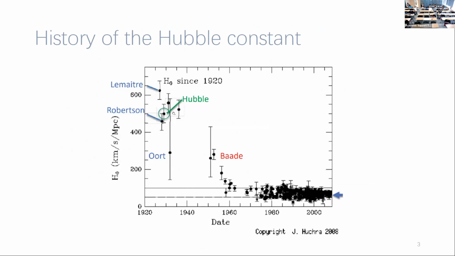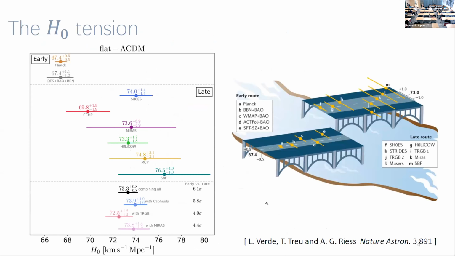At the beginning, Hubble's result was around 500, and maybe 2 years later, Lemaitre also found the H0 parameter around 600. All of them have a very large error bar. With better detectors, we have more and more accurate results of the H0 parameter.